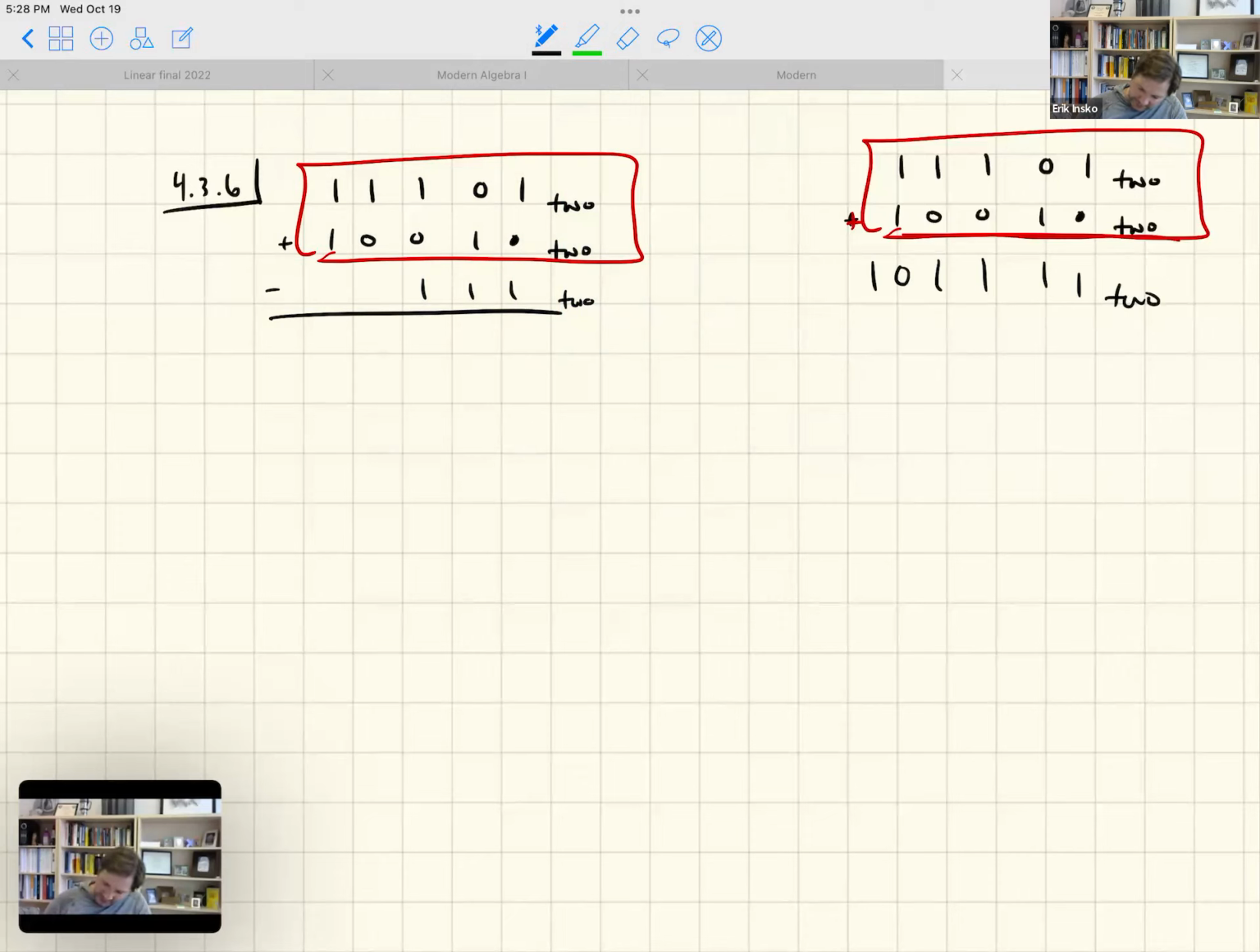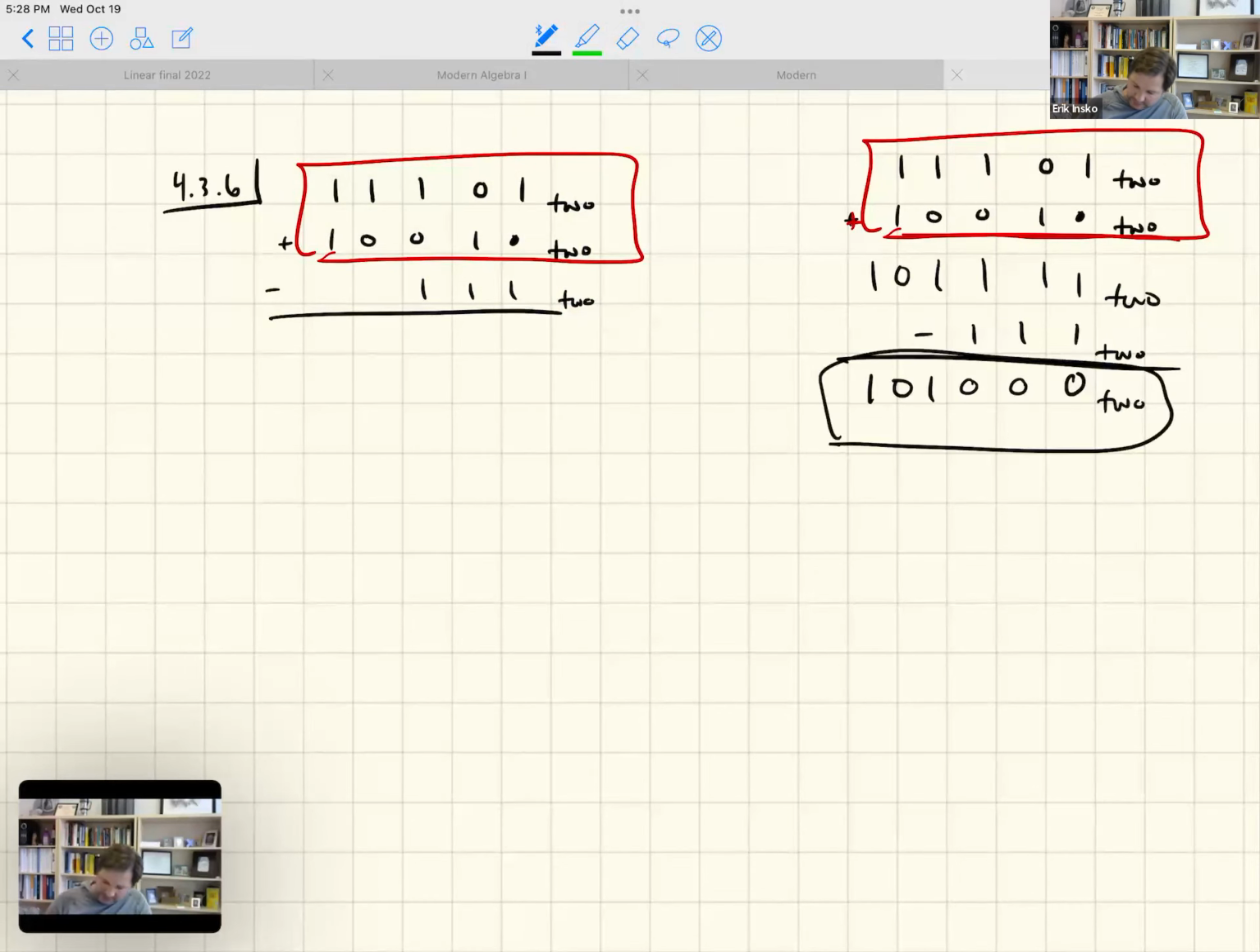And now I'm going to subtract from that 111 base 2. Okay. So those will cancel because 1 minus 1 is 0, 1 minus 1 is 0, 1 minus 1 is 0, and I get 101. Okay, so that's the second part. So I think this answer is 00010. Yep. So that is the correct answer. Okay.